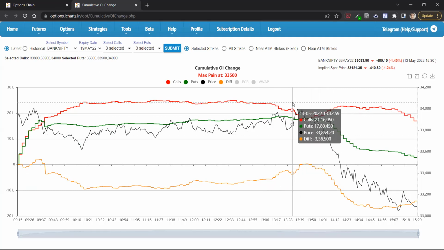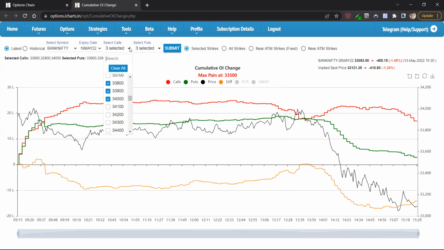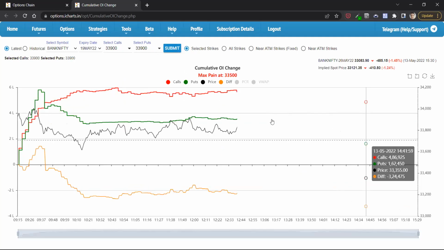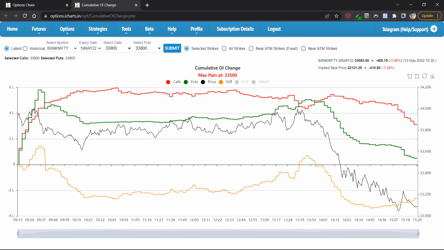What I was able to rectify was that I was tracking 33,900. I was using the second option. I had taken the subscription only this morning, so I back tested. In 33,900, the call OI was not decreasing.